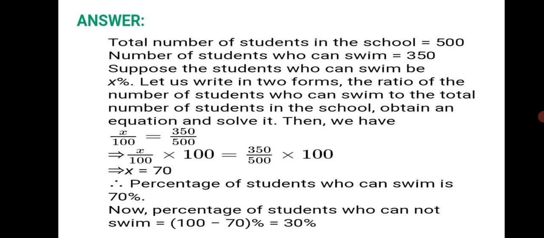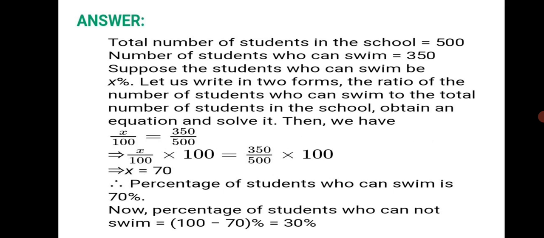We multiply by 100 to eliminate the 100 which is with x. So on multiplying by 100 we get x is equal to 350 upon 5. How did you get it? On the right hand side we removed the zeros, 2 zeros of 100, 2 zeros of 500. 350 divided by 5. 5 sevens are 35, 1 zero, 70. So x is equal to 70 is your answer.